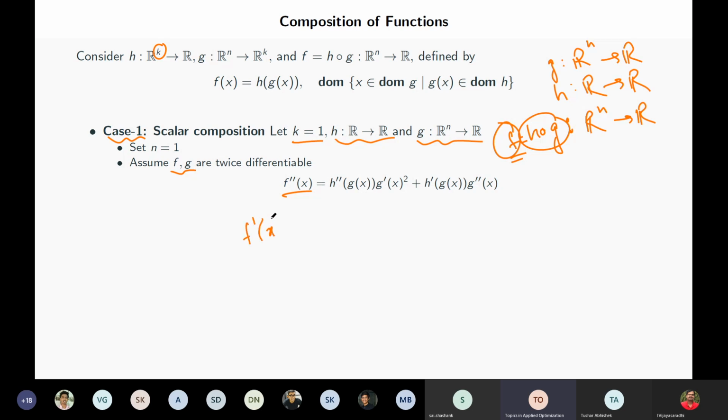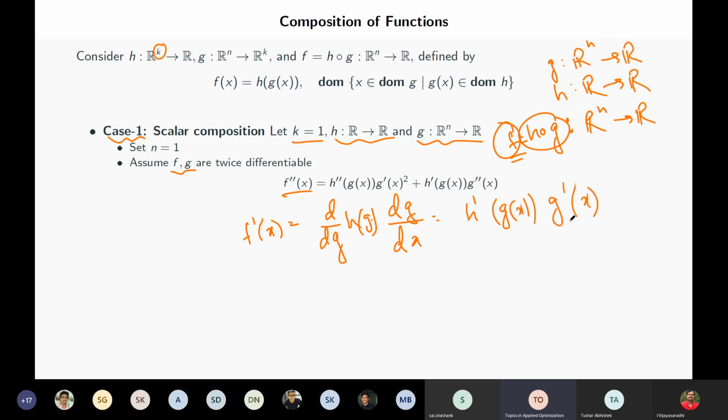Why will we get this? The first derivative of f of x is what? This is the chain rule, because it's the composition of functions. So this is like a derivative of h with respect to g. This will be h prime of g of x times the derivative of g with respect to x. If I write this one more step, this is d by dg of h times dg by dx. This is the chain rule, and h is seen as a function of g here.